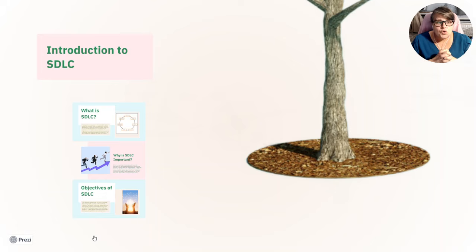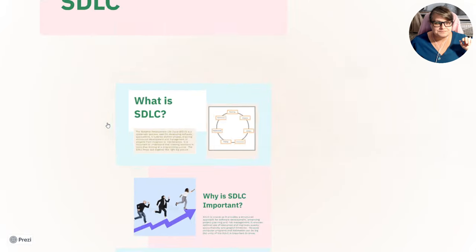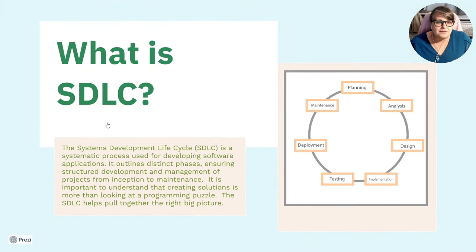All right, so the systems development lifecycle is often called SDLC. Let's go ahead and look at the Prezi slide and see what it says it is. The systems development lifecycle is a systematic process used for developing software applications. It outlines distinct phases ensuring structured development and management of projects from inception to maintenance. It is important to understand that creating solutions is more than looking at a programming puzzle. The SDLC helps put together the right big picture.